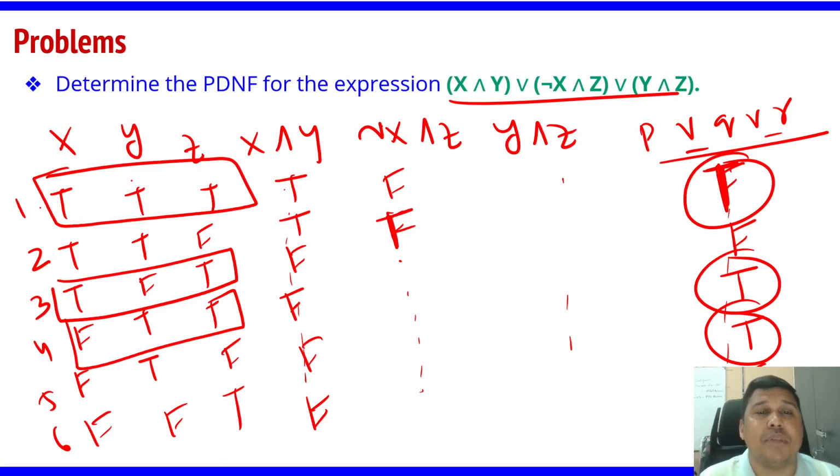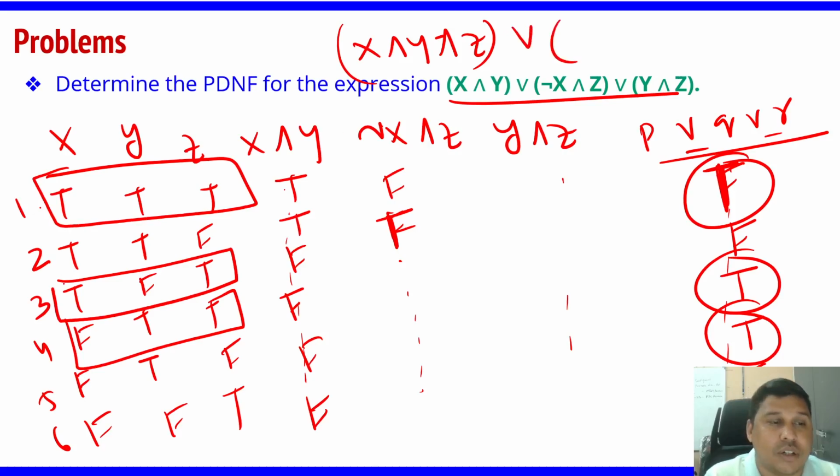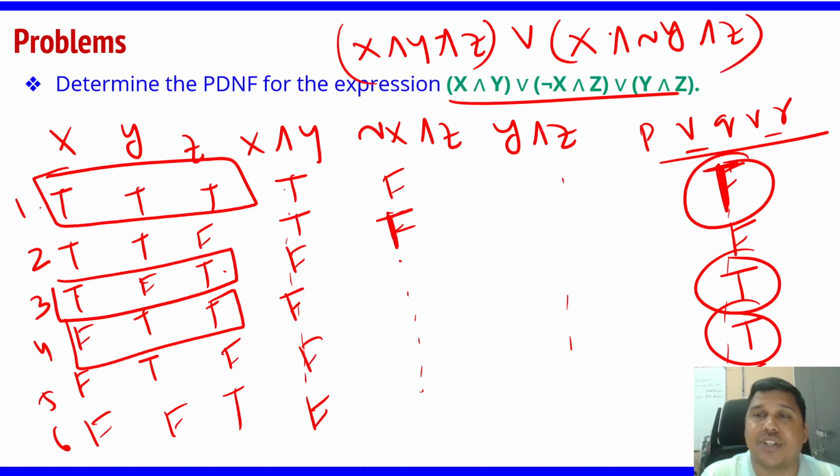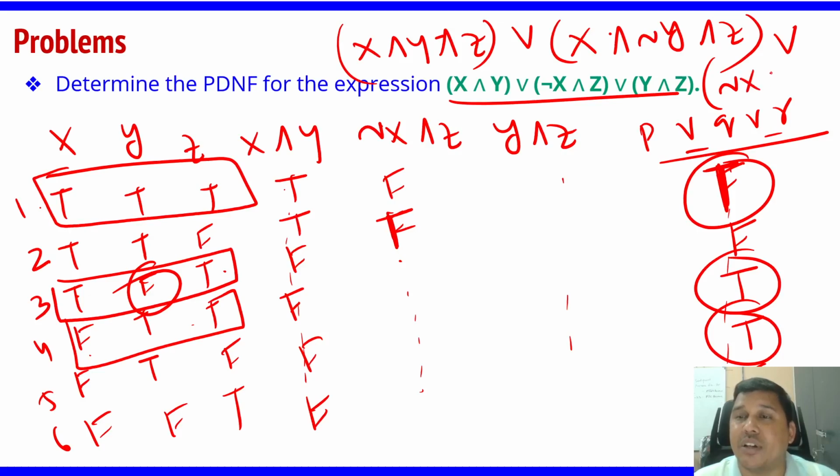Now just write them as expressions like this. So how will we write this? All 3 are true means X and Y and Z. Or next TFT, it means X is true and negation Y and Z as it is. Why negation? Because that term is F. Or then the third term FTT, so it means negation X and Y and Z. That's it. We have converted this expression to a PDNF form.